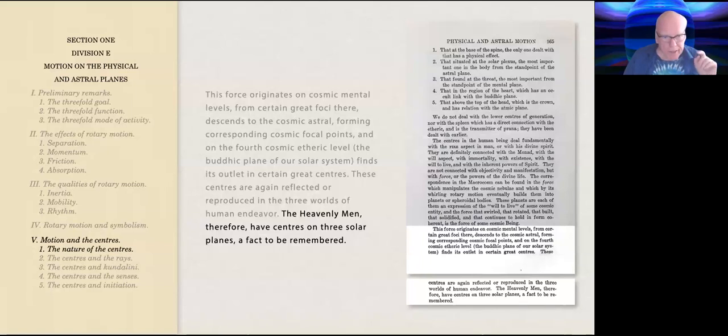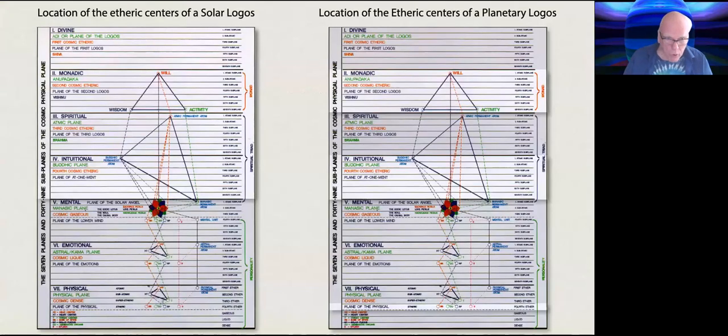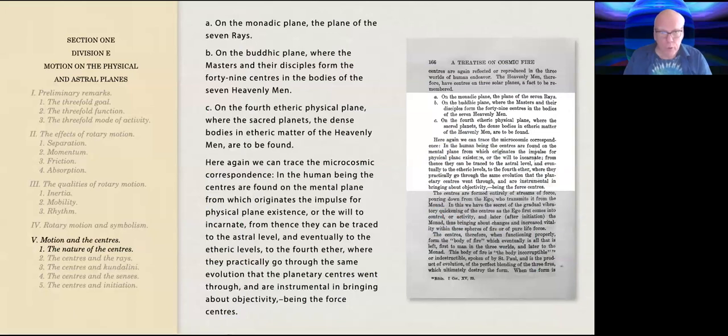Finally, if the heavenly men therefore have centers on three solar planes, a fact to be remembered, in contradistinction to the solar logos, who has centers on four etheric planes. Here are the centers of a solar logos, here are the centers for a planetary logos. DK describes these planes in the next passage. So can we get a reader, please?